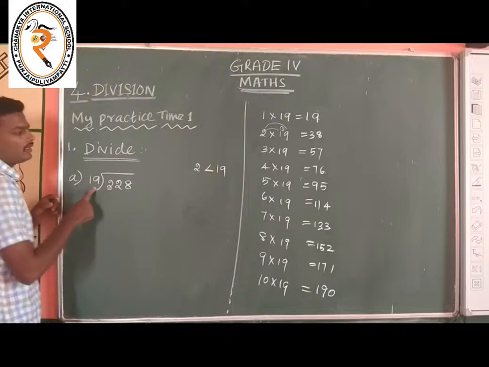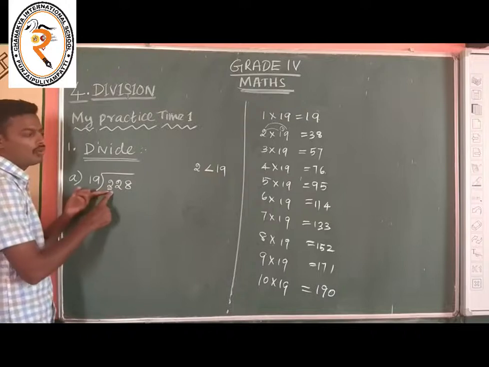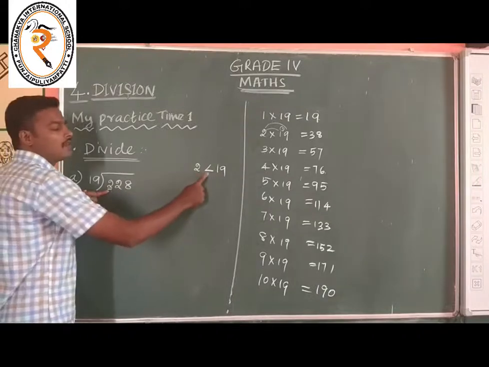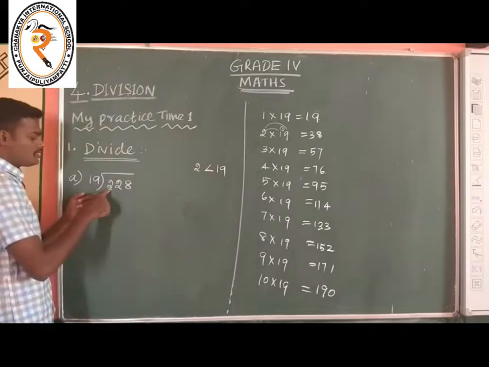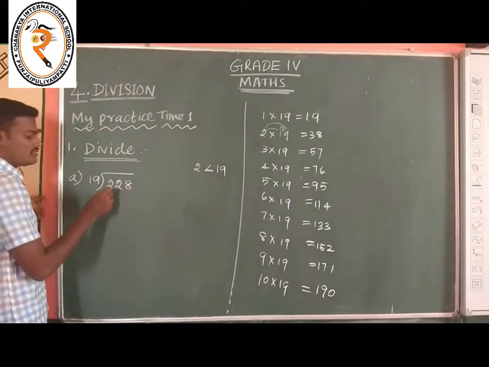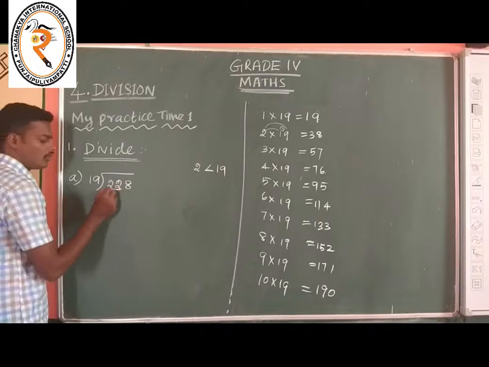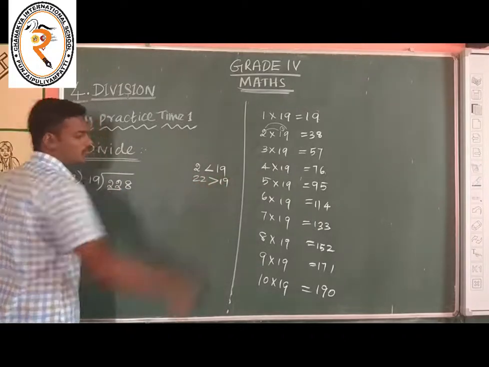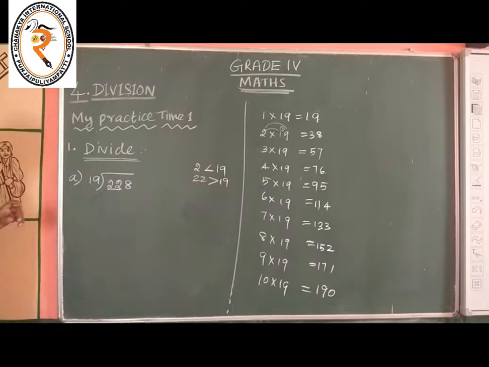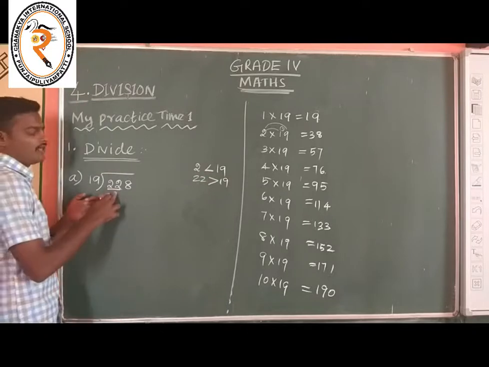Number A: 228 divided by 19. First we select the first number, 2. 2 is smaller than 19, so 2 cannot be divided by 19. So we select the 2-digit number 22. 22 is greater than 19, so we can divide by 19.